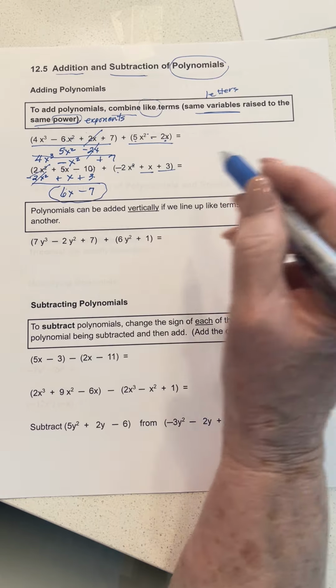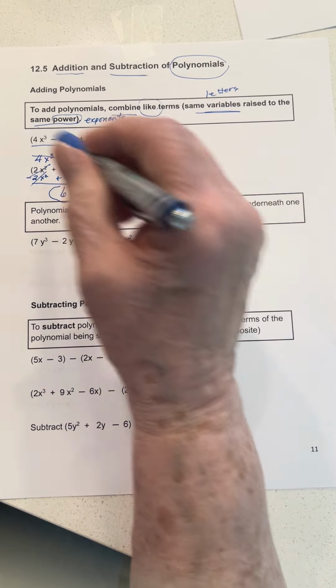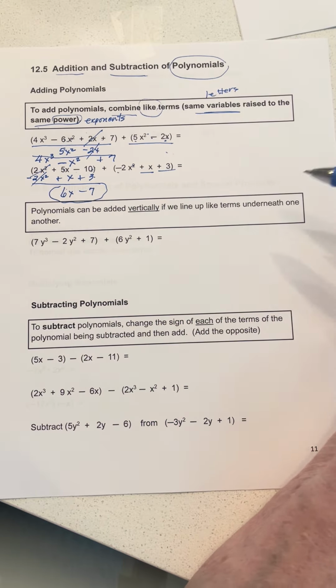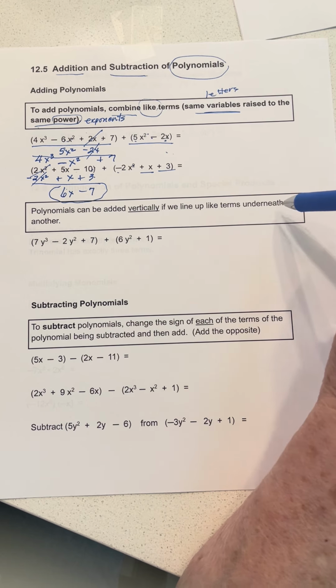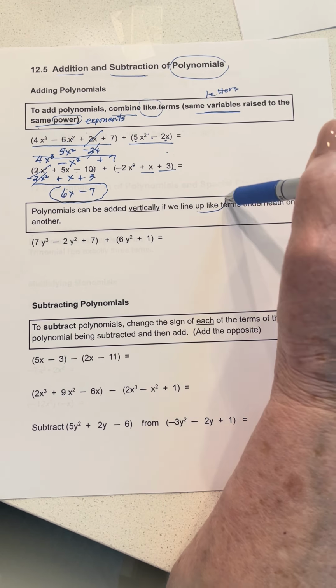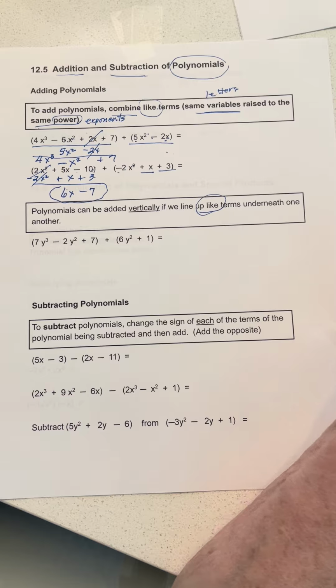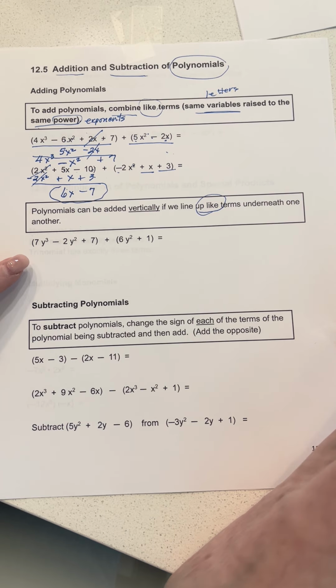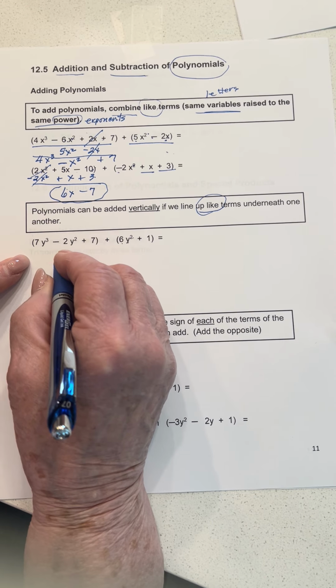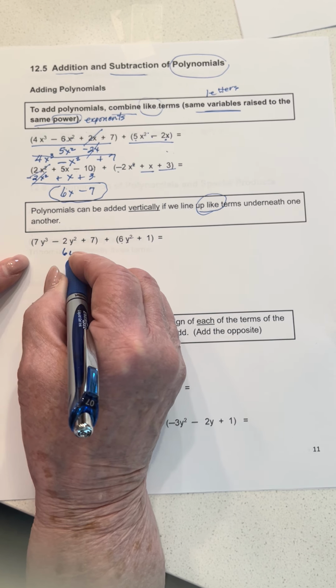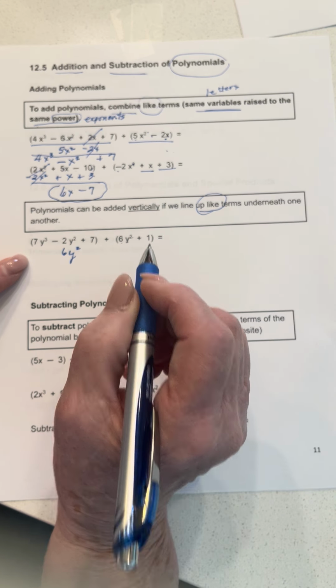And this next box just tells you that they can be added vertically, which is what we did up here. If we line up the terms underneath each other, if we line up the like terms, those that have the same variables or same letters raised to the same power. So here we have one more, and we'll line these up. We have 6x squared, so it's going to go in the y squared column.